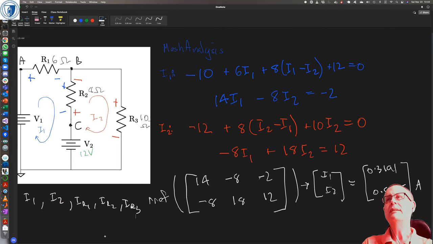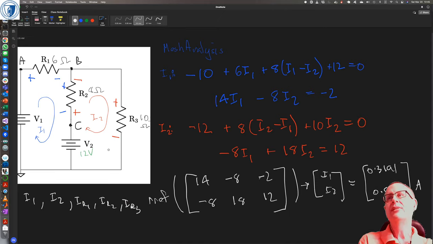Right, IR1, provided it's defined going from left to right, is going to be the same as I1. And IR3, provided it's defined going down, is the same as I2. IR2, because of the way we've, I1 and I2 are at cross purposes, one's going down and one's going up, we have to define a particular direction for what we mean by IR2, right? If we define IR2 as going down, then it's the same direction as I1. So IR2 is going to be I1 minus I2.